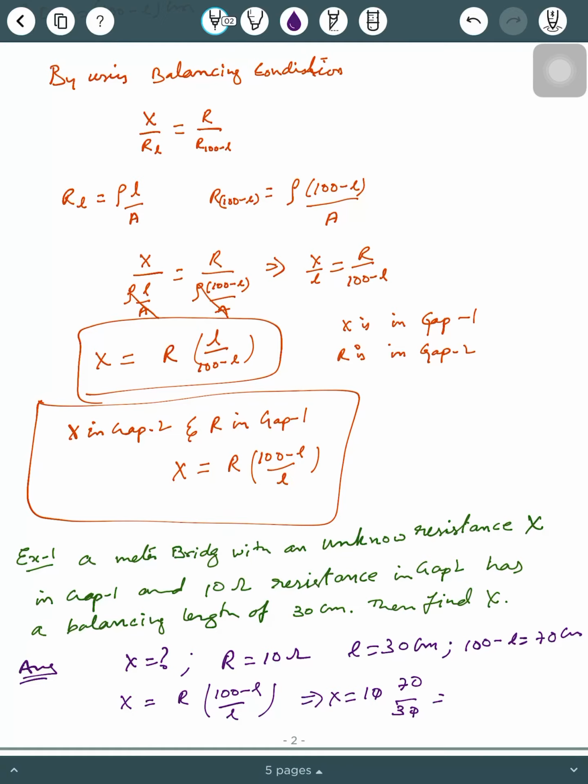Sorry, I completely misled you all. X is equal to R times L by 100 minus L, because I have given X in gap 1 and 10 in gap 2. Earlier I used the formula which I taught you in the next case in the rectangular box. So R being 10, L being 30 and this is 70. So how much will it be? 7 4s are 28 and 2 will be there, approximately 4.2 ohms.